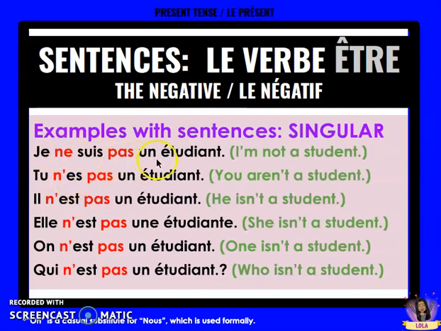Je ne suis pas un étudiant. Tu n'es pas un étudiant. Il n'est pas un étudiant. Elle n'est pas une étudiante. On n'est pas un étudiant. Qui n'est pas un étudiant? As well, don't forget, the ne comes before the verb and the pas comes after the verb.